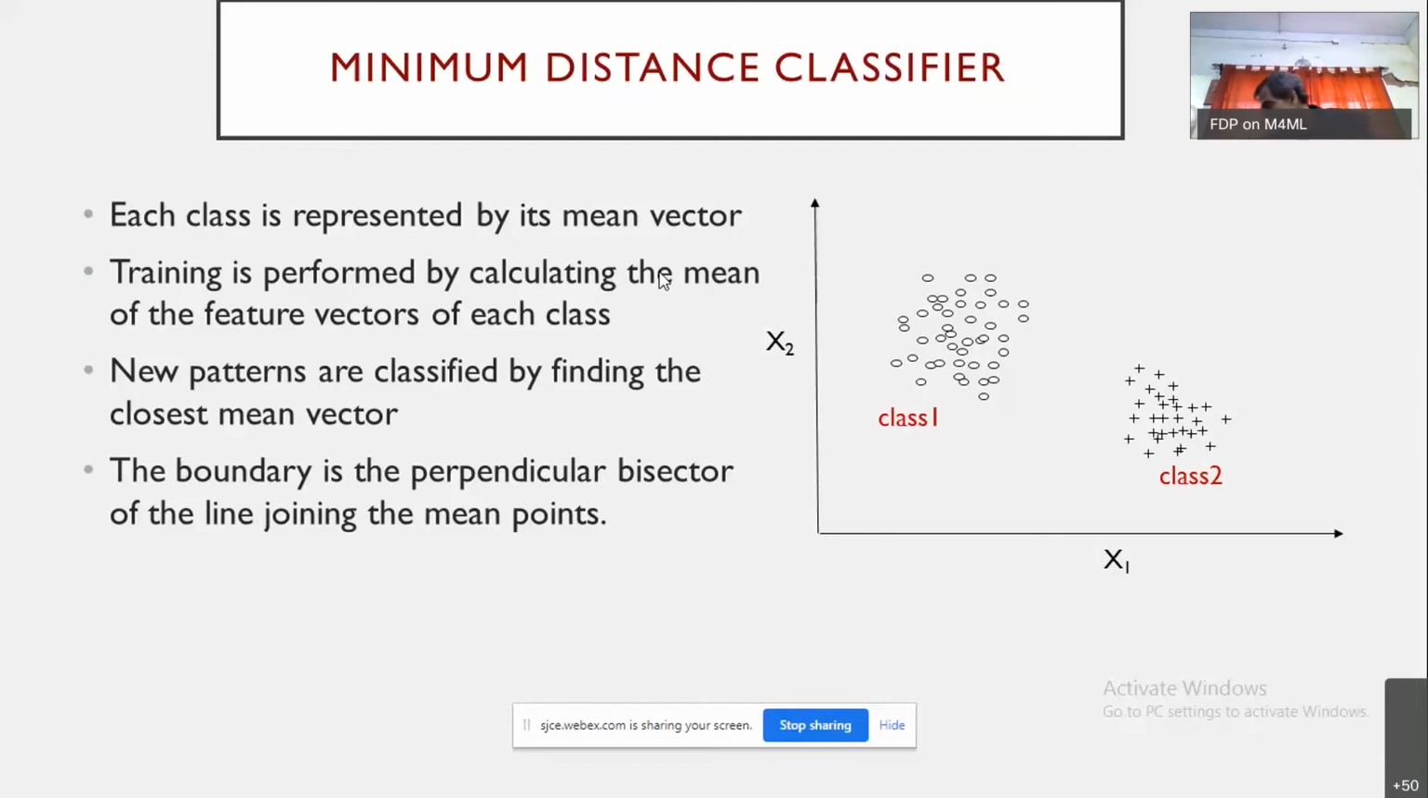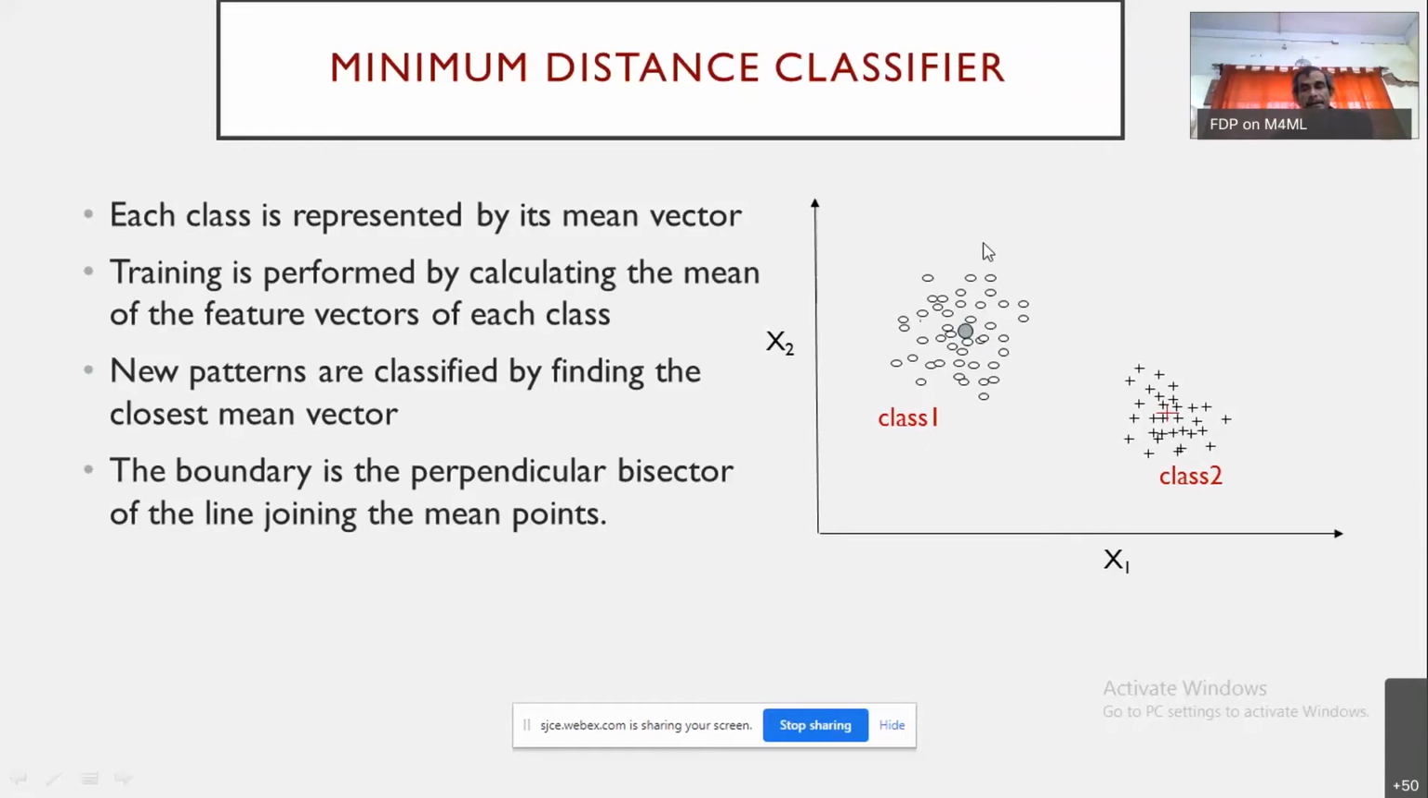So how do you design this classifier? How do you define this classifier? The rule is very simple. You find out the mean vector of these two groups separately. This is for class 1. Find out the mean of class 1. Find out the mean of class 2. So this is the mean of class 1, and this is the mean of class 2. So I assume that this mean vector actually represents the class.